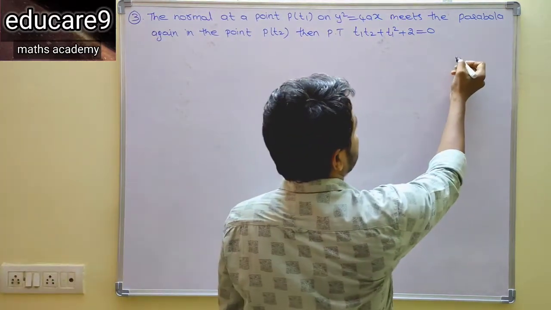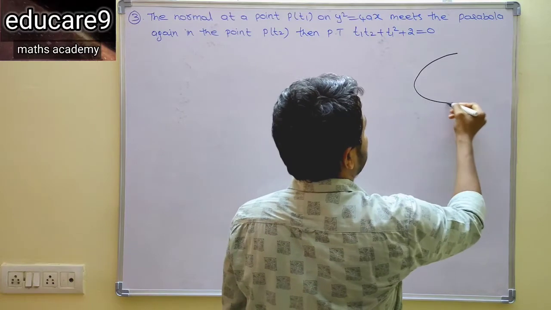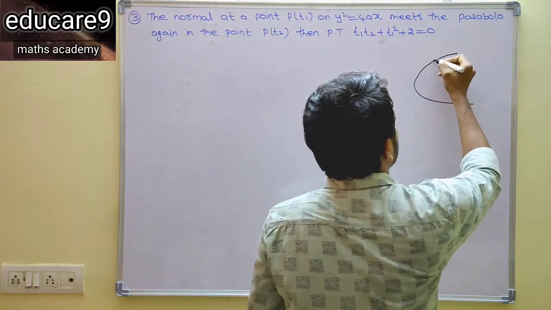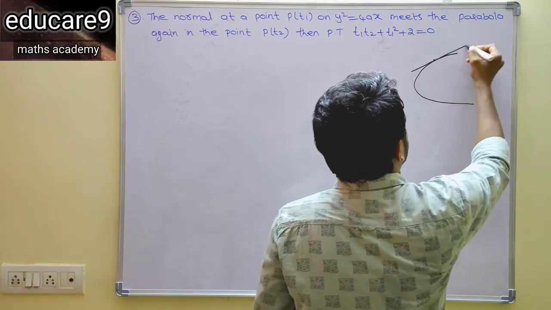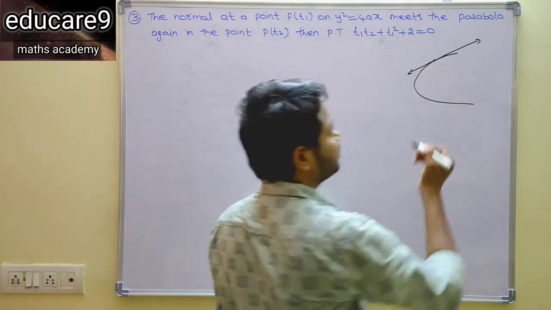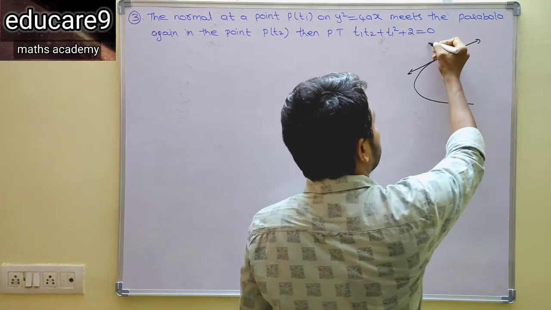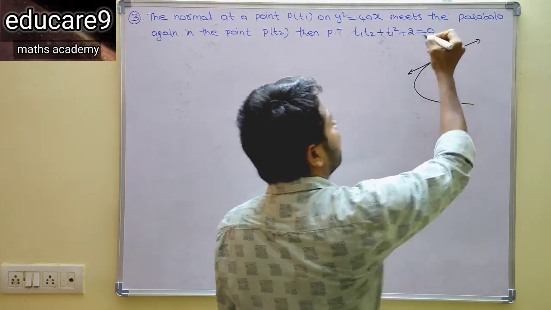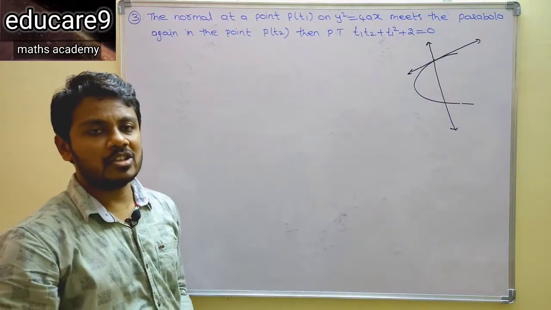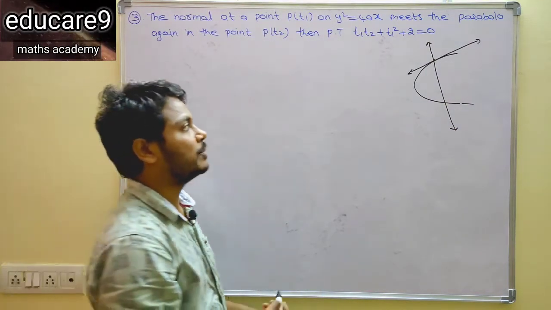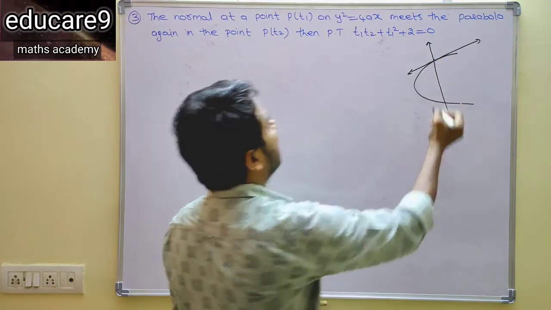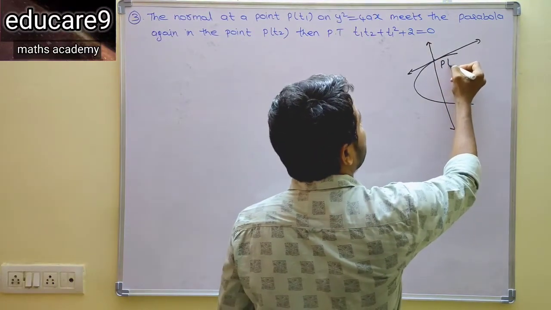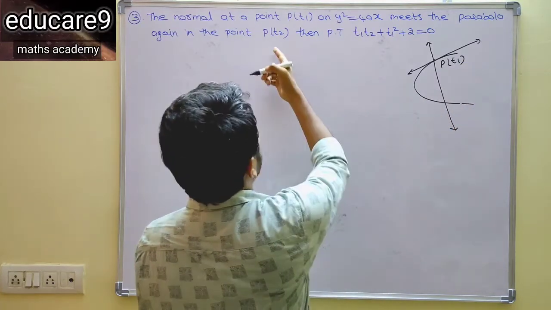See here, this is the given parabola. Suppose this is what? Tangent of the parabola. And you know that a line perpendicular to the tangent is called a normal to the parabola. Now this normal at P of T1 and P of T2.